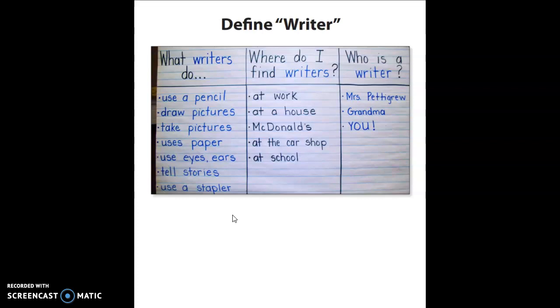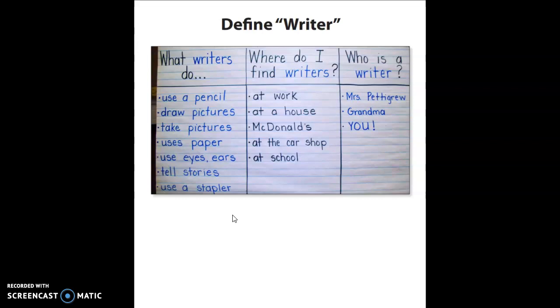Where do I find writers? Well, where do you think you could find a writer? A writer can be anyone, anywhere. So a writer can be somebody who works for a magazine or a publishing company, or you might just see a writer when you go to the store or at a restaurant or getting their car fixed. Writers are all around you.